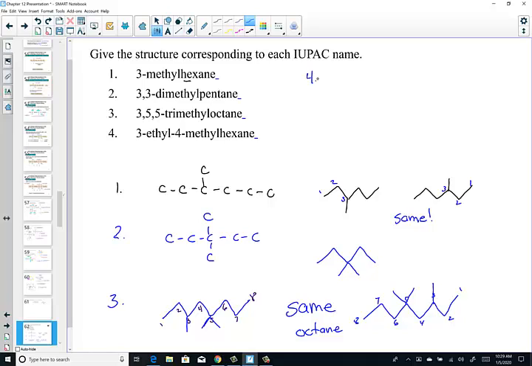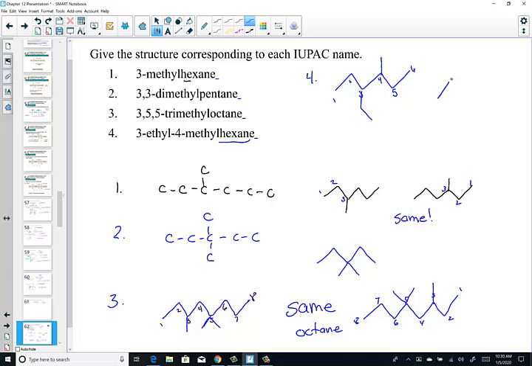And number 4, I have room up here. Hexane is the root word. 1, 2, 3, 4, 5, 6. 6 in a row for hexane. Let's number it. 3 ethyl, 4 methyl, hexane. So at carbon 3 is an ethyl group. That's 1, 2 carbons coming off of that, so it's a branch of 2 carbons. At carbon number 4 is a methyl group. So that's a 1 carbon branch.